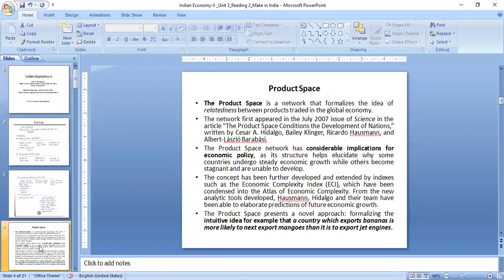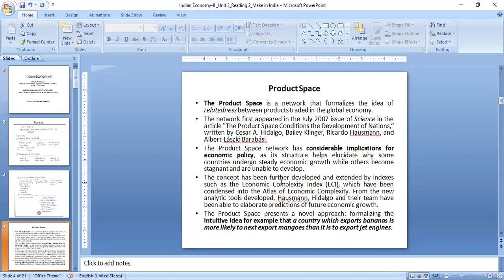Now coming next to the concept of product space, which has been extensively used in this article. It is a network which formalizes the idea of relatedness between products traded in the global economy. This concept first appeared in 2007 by Hidalgo, Klinger, Hausmann. It has a lot of implications for economic policy because the structure helps to tell us why some countries undergo steady economic growth whereas others become stagnant and are not able to develop.